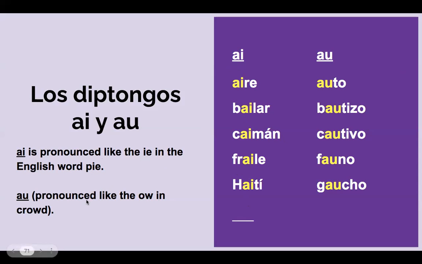The AU is pronounced like the OW in the word crowd. Au. Repitan: auto, bautizo, cautivo, fauno, gaucho.